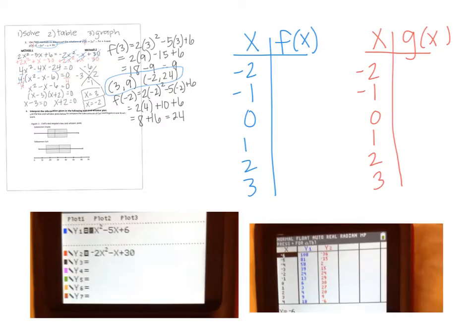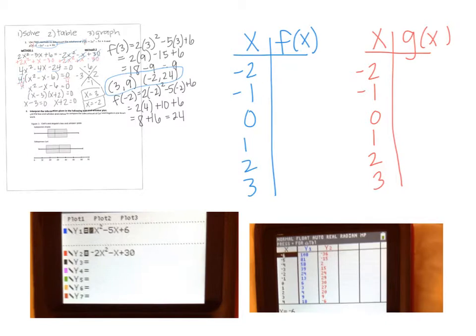Okay, so what I did here is I took a picture of my calculator with the two functions on it. So where it says right here, this is the 2x squared minus 5x plus 6. This is representing f of x. And then your g of x, negative 2x squared minus x plus 30. And if you press second graph or second table, you get the answers, and you literally just copy them into your tables.